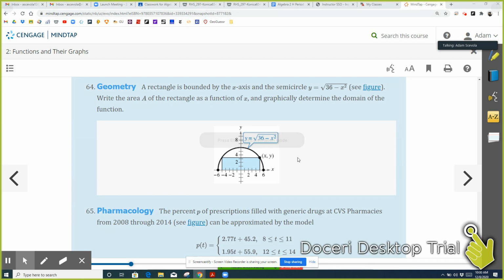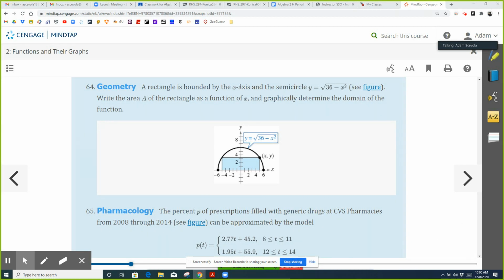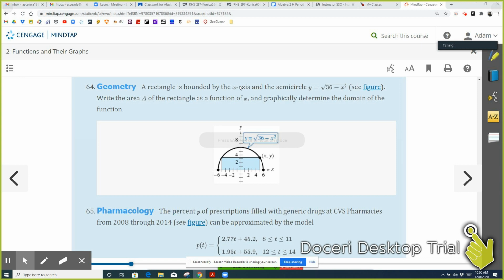So area, why does that keep happening? I'm trying to get rid of this little watermark here. Sorry. Bothering me more than it should. All right, we're just gonna live with it.